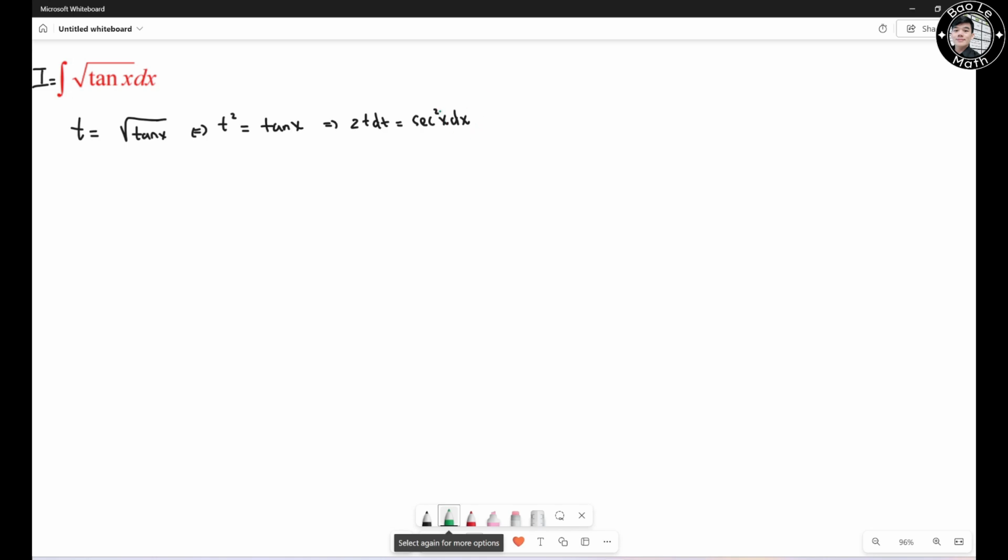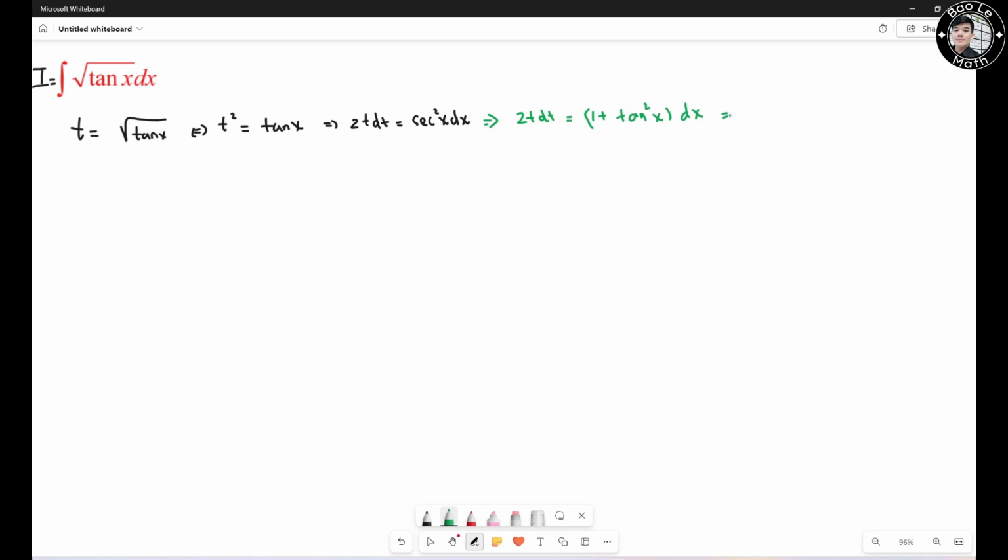Alright, so we know that secant squared s equals tangent squared s plus 1. So I'm going to replace this with 1 plus tangent squared. So I have 2t dt equals 1 plus tangent squared of s ds. But we have t squared equal to tangent s, so tangent squared is t to the 4.